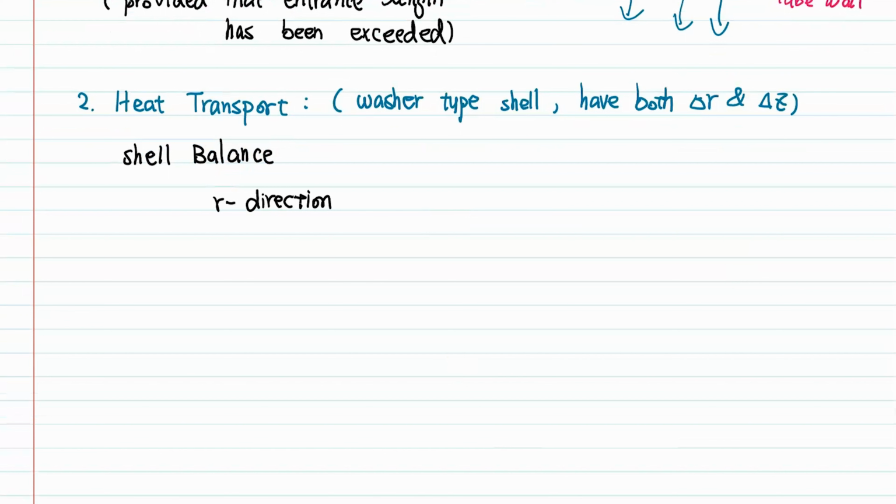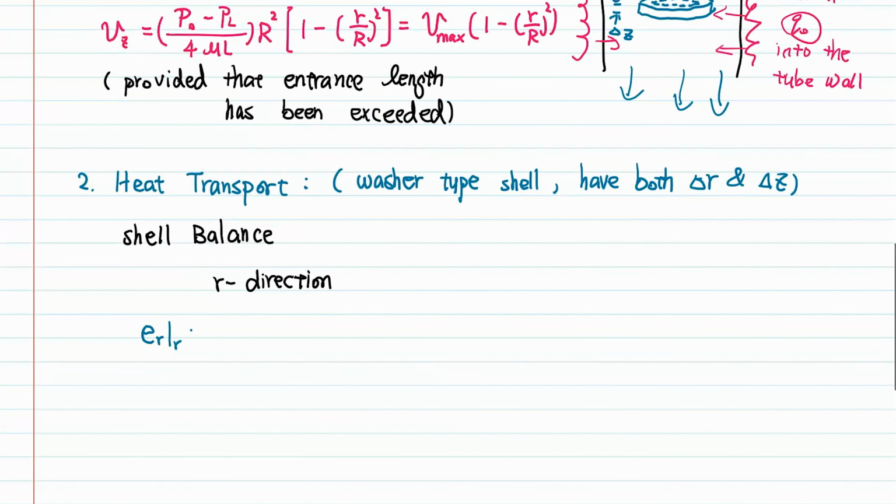What we have is the combined energy flux vector in the R direction at R times the cross-sectional area, which is 2 pi R times delta Z, minus what's going out: R plus delta R, 2 pi R delta Z. That's the R direction. And then let's take a look at the Z direction.